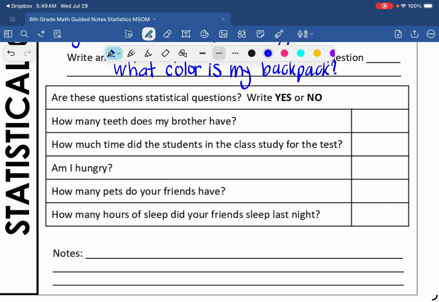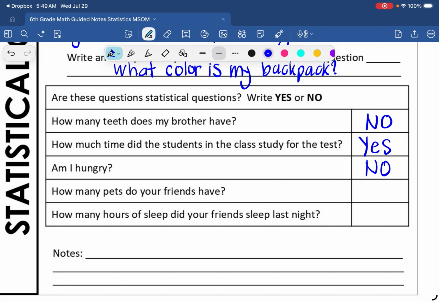Are these statistical questions? Write yes or no. How many teeth does my brother have? That is not a statistical question because the answers will not vary. How much time did the students in the class study for the test? That is a statistical question because the answers will vary or there'll be multiple different answers. Am I hungry? Not a statistical question because that's only one answer.